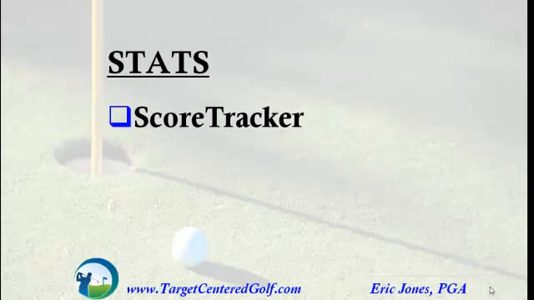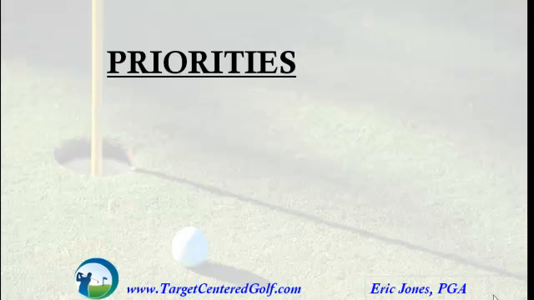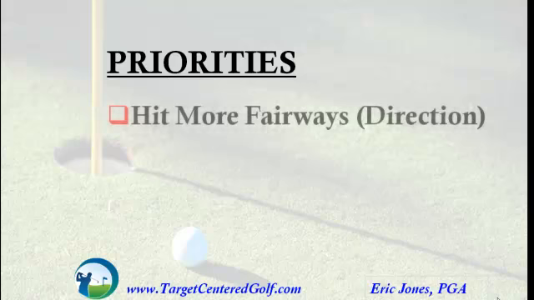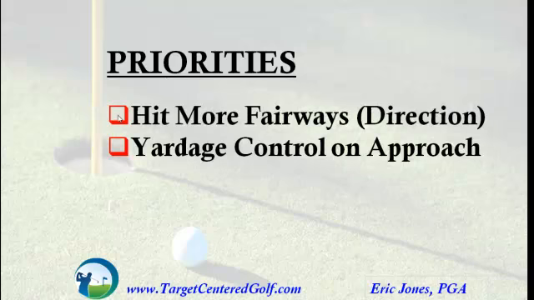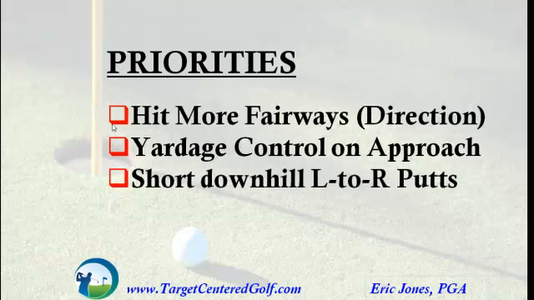Okay, so that's a quick review of the score tracker, and that's where my stats come from. And here are the priorities that I take away from my game. Number 1, hit more fairways. The second priority for me is going to be yardage control, and that's primarily with my approach clubs, 6, 7, 8, 9 irons, and I really want to nail my yardages. How far do I hit them? And then my last priority is short downhill, left to right putts.